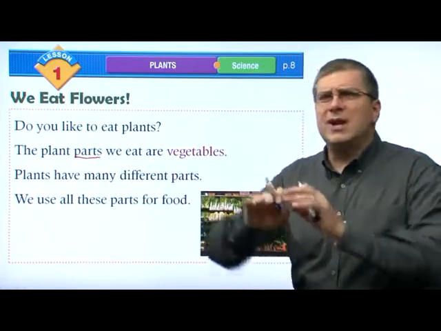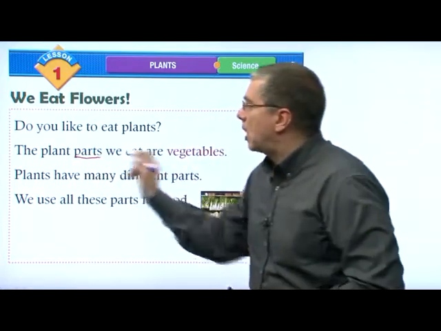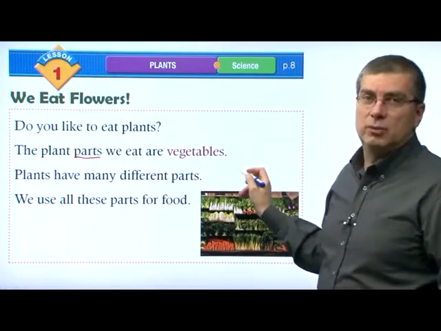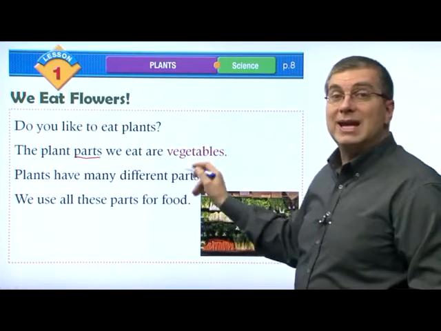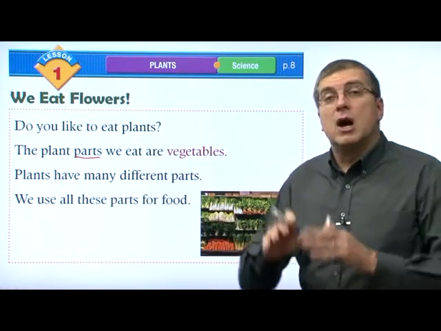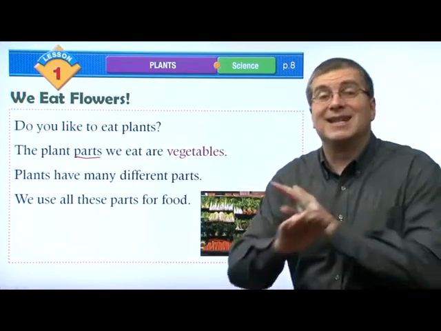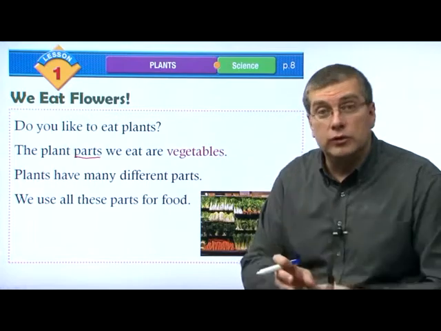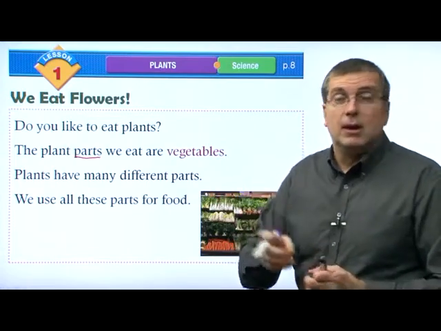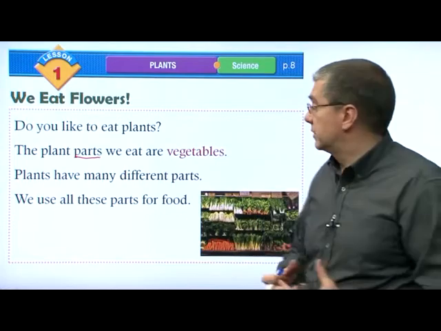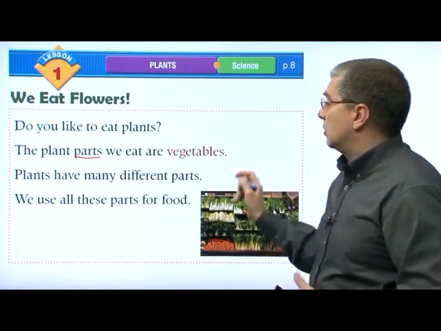The plant parts. We don't eat all the plant, we eat parts. The plant parts we eat are vegetables. Vegetables, of course, are the parts of the plant that don't have seeds. No seeds. So the roots, maybe the stem, maybe the flowers, those are all vegetables.